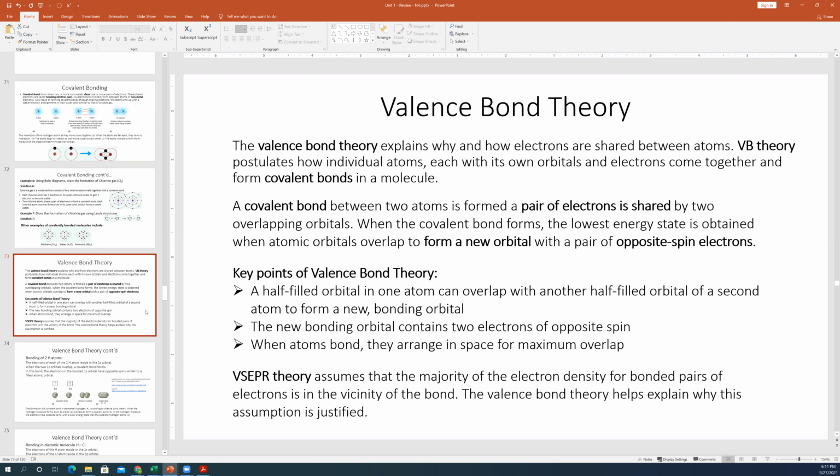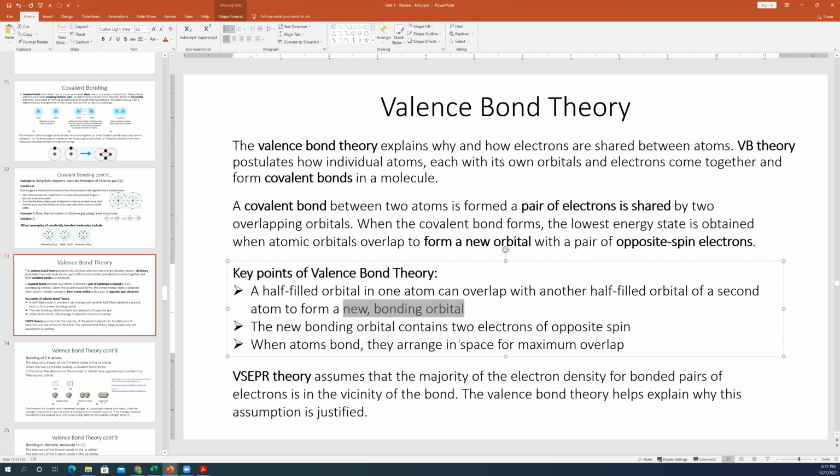And first one is that a half-filled orbital in one atom can overlap with another half-filled orbital of another atom, and by doing so, they form a new bonding orbital. And the new bonding orbital consists of 2 electrons, and these electrons, as we know from quantum theory, must of course have opposite spins. And when the atoms bond, they arrange in such a way that they have maximum overlap.